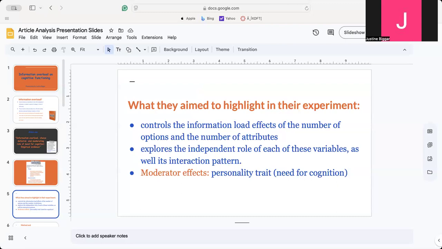What they aimed to highlight in their experiment was how they controlled the information load effects of the number of options and the number of attributes. They explored the independent role of each of these variables, as well as their interaction pattern with each other, because it's interconnected. The moderator effects can be personality, which can affect cognition. For example, if someone's high on agreeableness, that can make it harder for them to make a concise preference in a given amount of time.